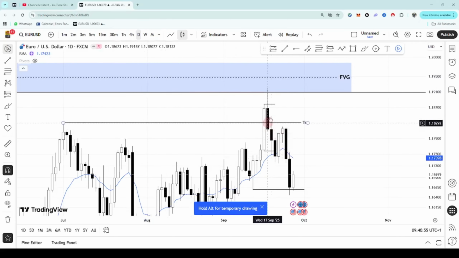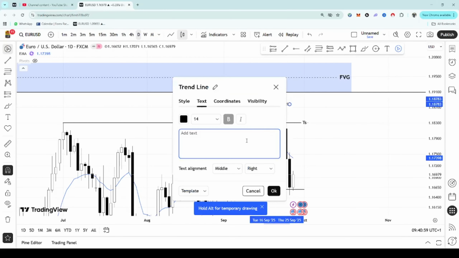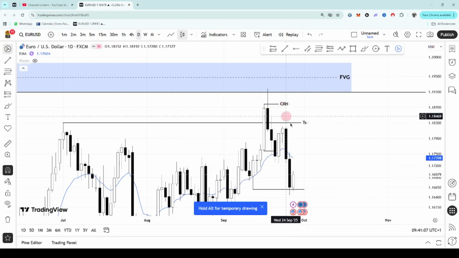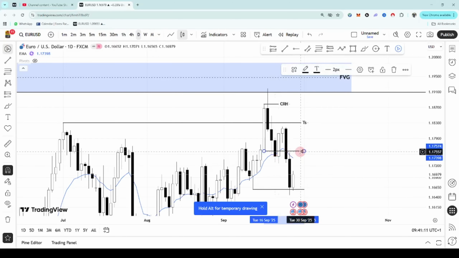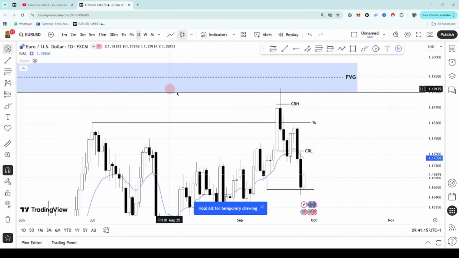Now with this confirmation, we already have a daily CRT high. We already have a CRT high for the daily, and then as well we have a CRT low right here. Now let's move down to the 1 hour.